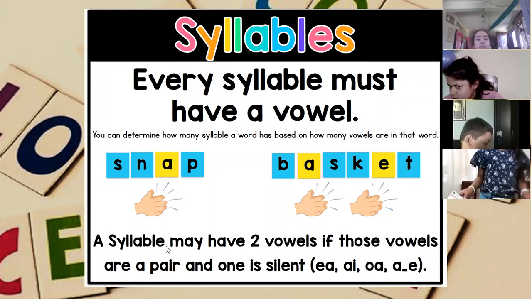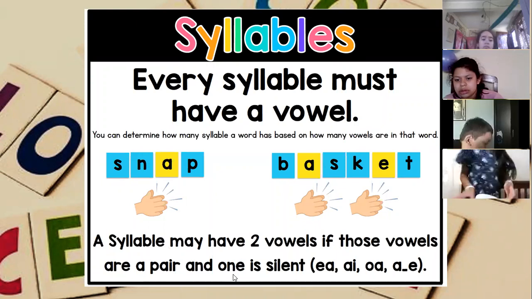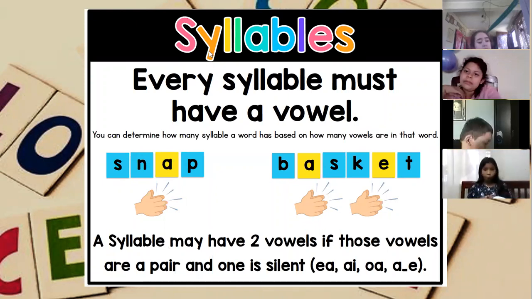So a syllable may have two vowels if those vowels are a pair. And remember that one vowel in a pair is silent.